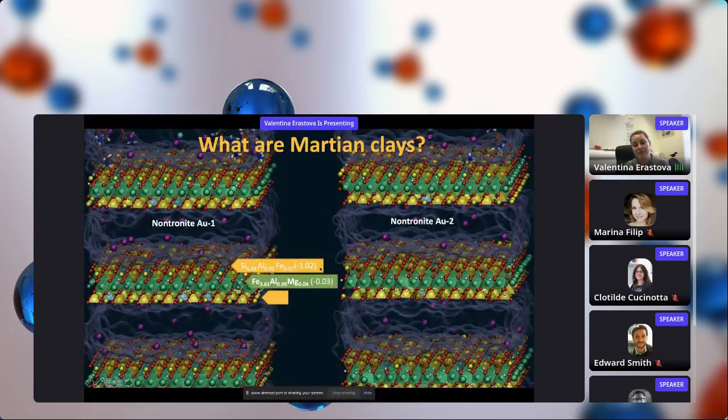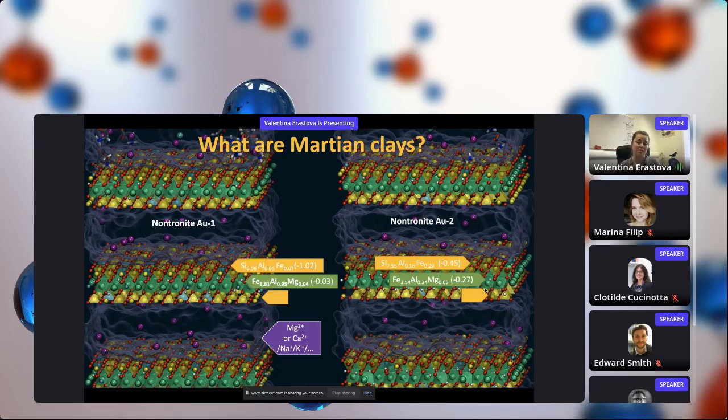While the other potential one is nontronite, very similar in all of the parts, but the charge is much more distributed between tetrahedral and octahedral sites. Then we've got ions present around, and like on Earth, there is a dominance of magnesium and calcium, which are divalent ions.